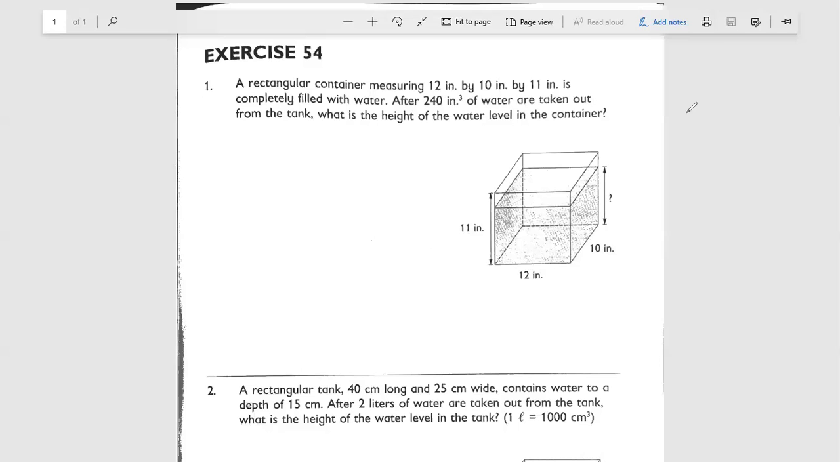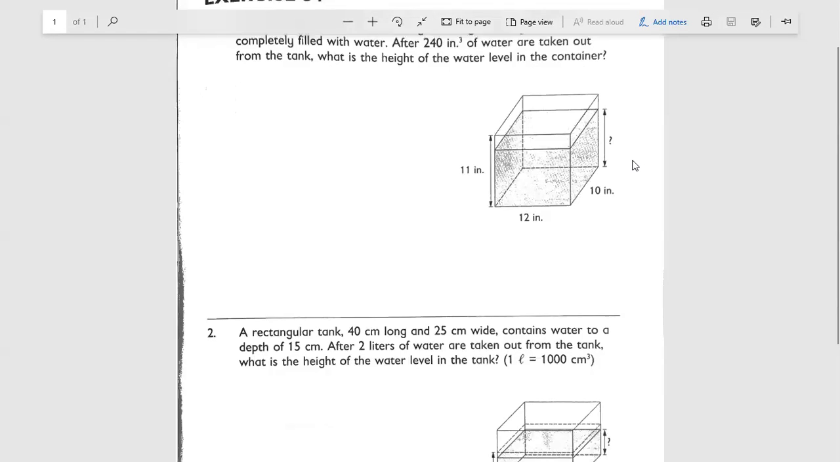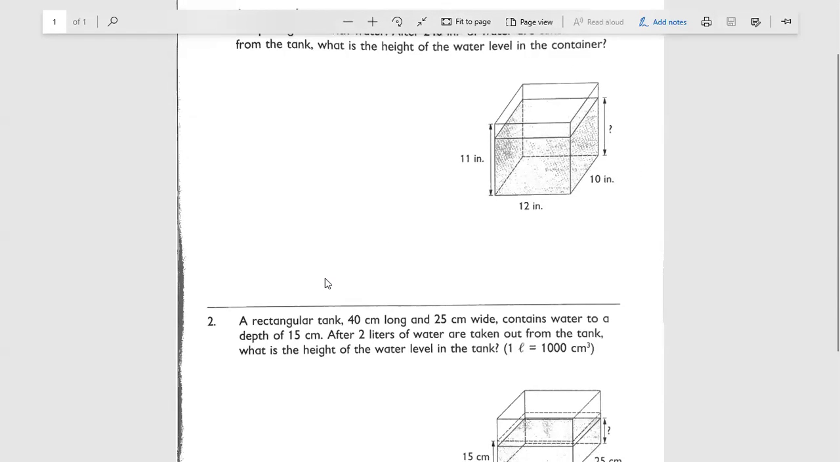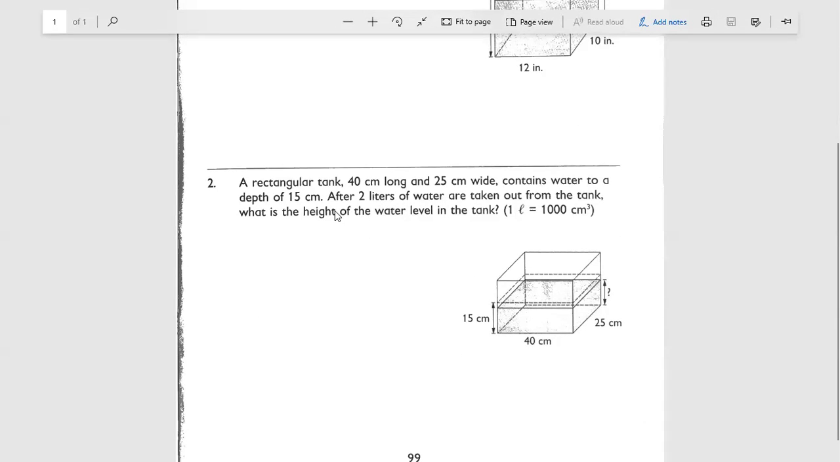All right, now we're going to move to question number 2. Jake, can you read question number 2 for us, please? A rectangular tank 40 centimeters long and 25 centimeters wide contains water to a depth of 15 centimeters. After 2 liters of water are taken out of the tank, what is the height of the water level in the tank? Okay, very good.